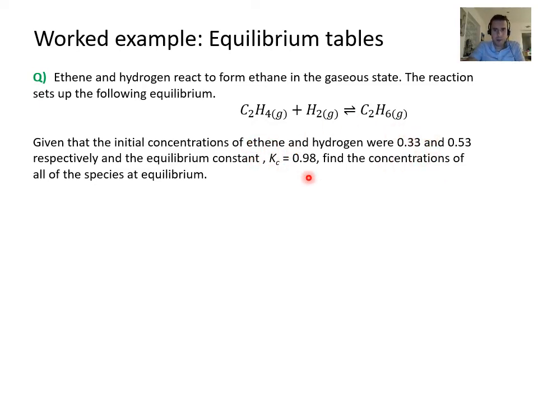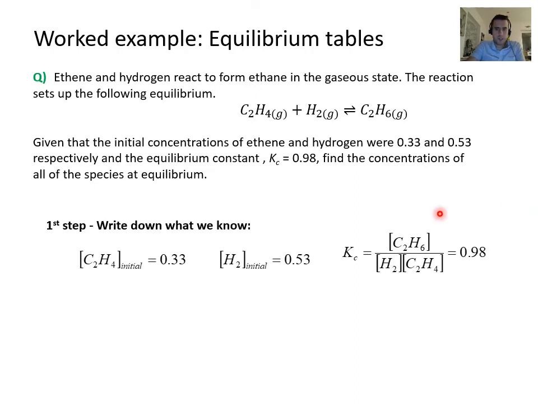We've got an equilibrium constant here, and so we can do exactly what I said in the previous slide to find the concentrations of all the species at equilibrium. So the first step is always, for any physical chemistry question, and I certainly mentioned this in my acids and bases and redox topics, writing down the numbers from the question. So the concentration of ethene, the concentration of hydrogen, and the equilibrium constant. And I've also written down the equilibrium equation here.